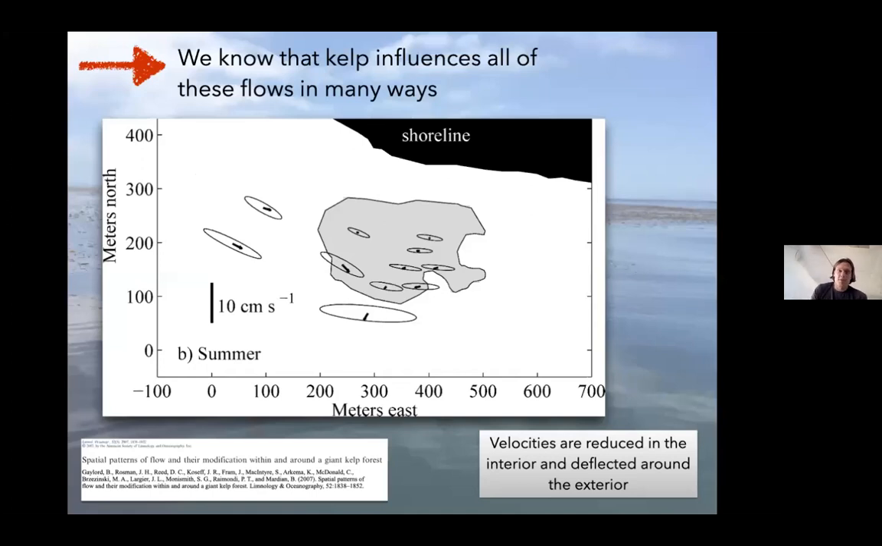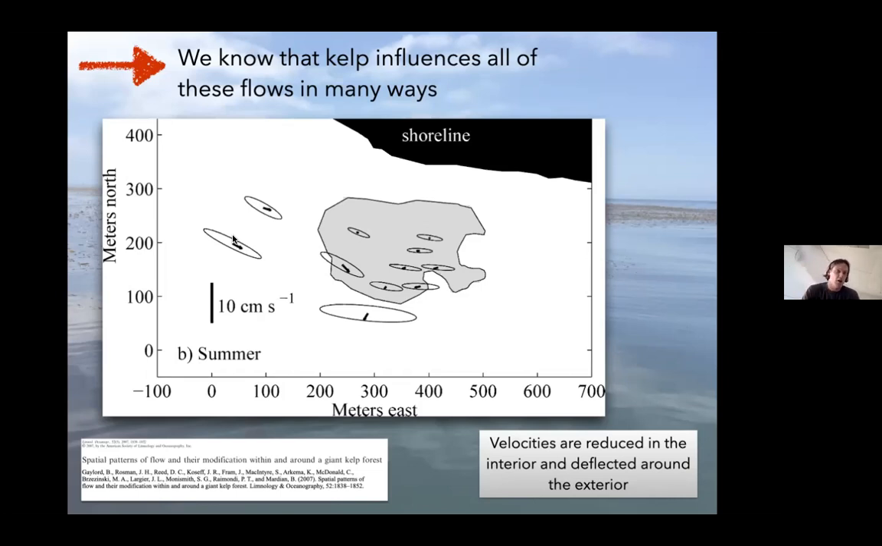So we know that kelp influences all of these flows, these different processes that I've listed, in many ways. This is nice work from Brian Gaylord and Joanna Rosman and many co-authors back in 2007, with work at Mohawk Reef. The ellipses here represent the primary direction of flow within the kelp forest at Mohawk. Each of these locations is a spot where a current profiler was put out on the seabed, and water velocity was measured throughout the whole water column and then averaged. And then tidal ellipses were computed.